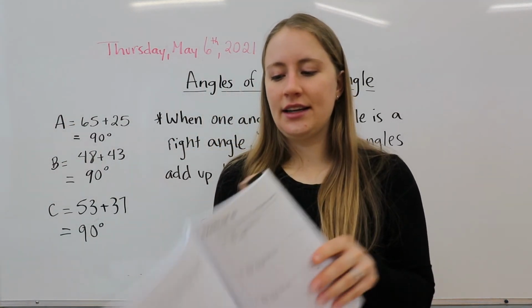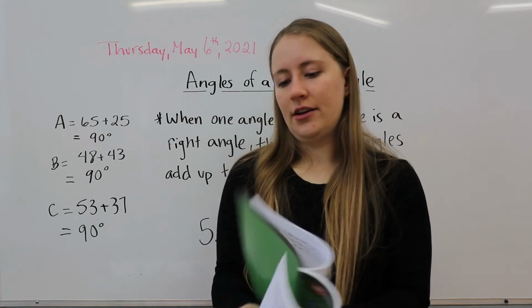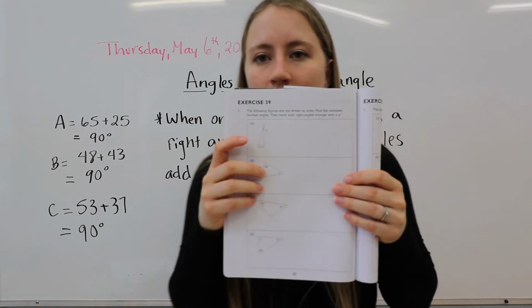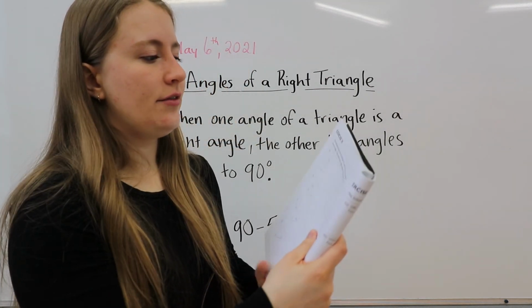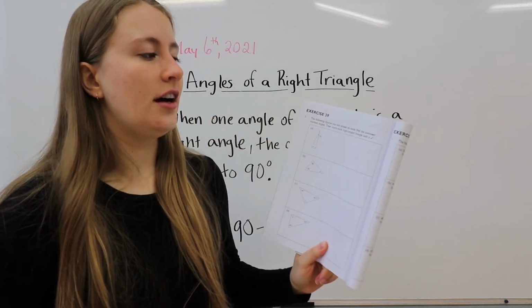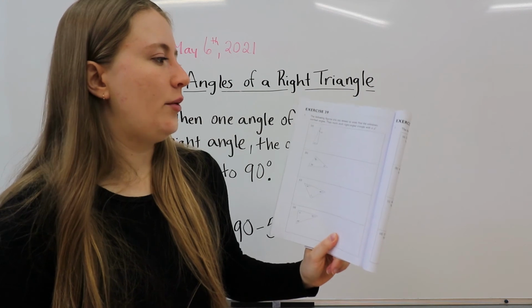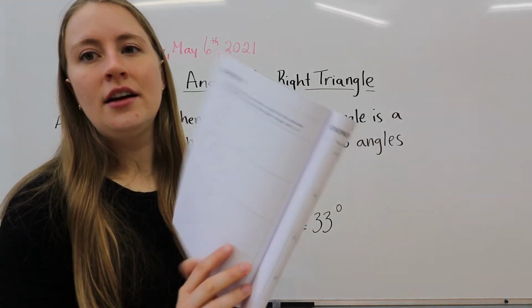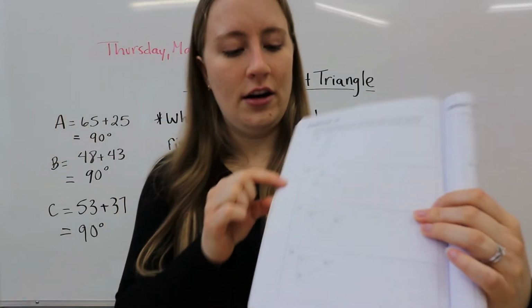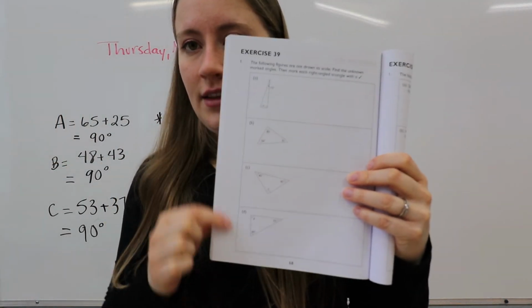So today we're doing exercise number 39. Okay. And I just wanted to point this out to you guys so you're not confused. So the following figures are not drawn to scale. Find the unknown marked angles. Then mark each right-angled triangle with a check mark. Okay, so there are 4 triangles that you're given.